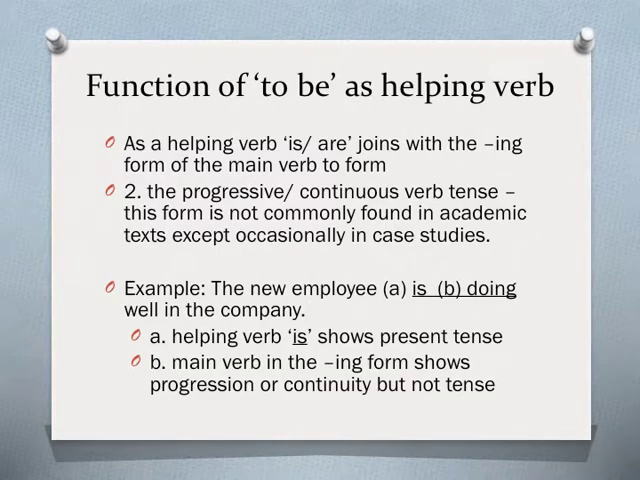A second function of the verb to be as a helping verb is to form the progressive or continuous verb tense. Now, this form is not commonly found in academic texts, except from time to time in case studies. So this is why I have placed it last in the presentation here. An example of this: the new employee is doing well in the company. Is here shows the present time, and the ing form of the verb shows progression or continuity, but it does not show tense. This verb form is very common in general English, particularly in spoken English, but you will not find very many examples of it in your IT texts.